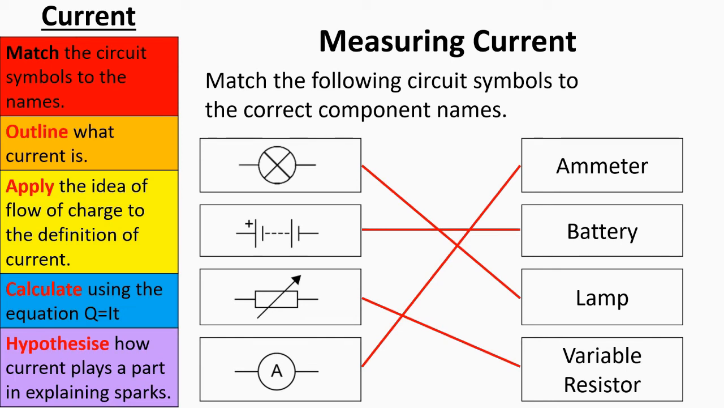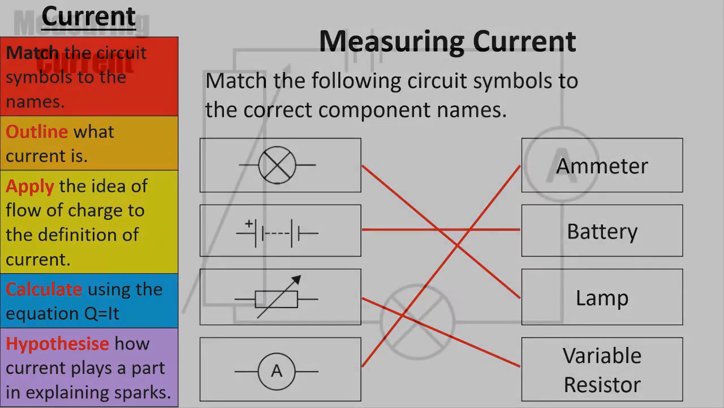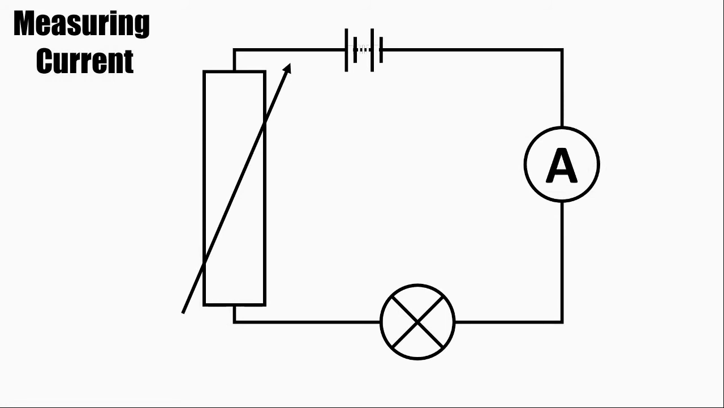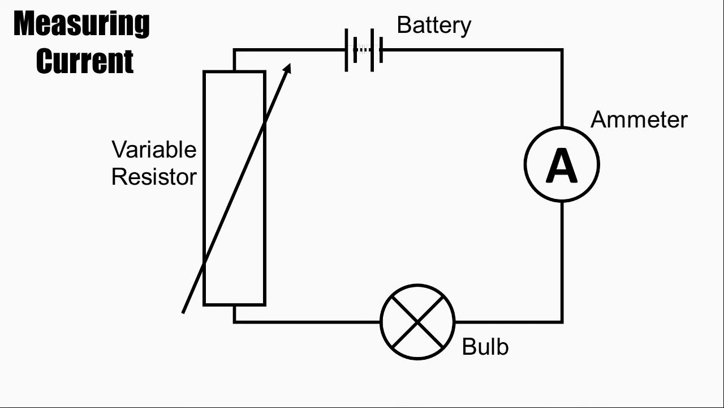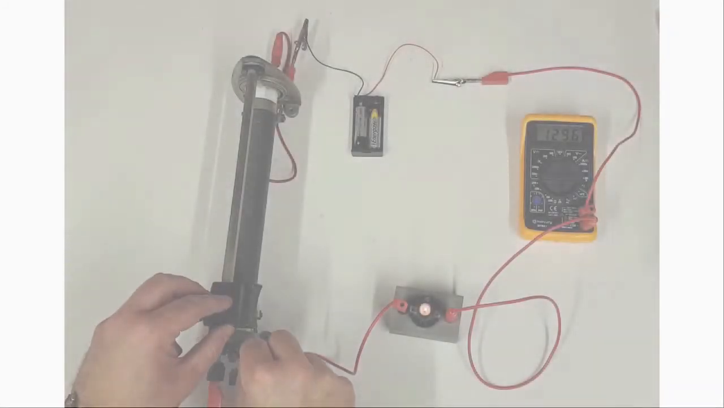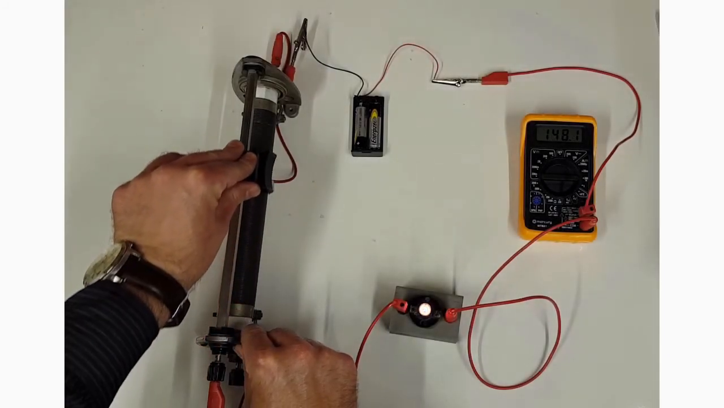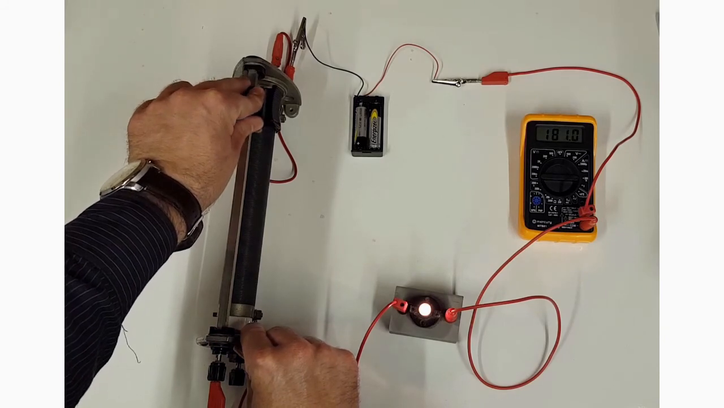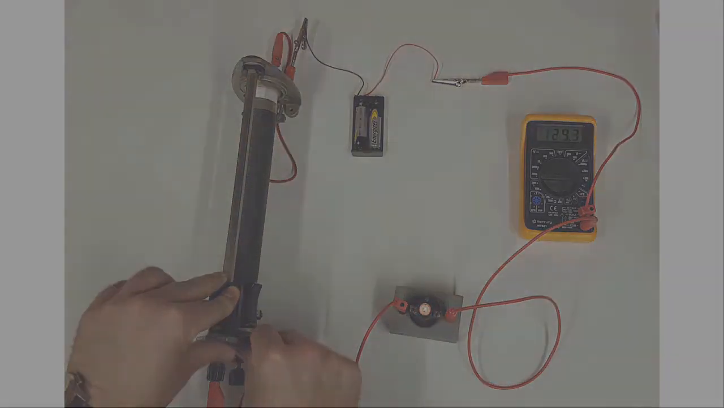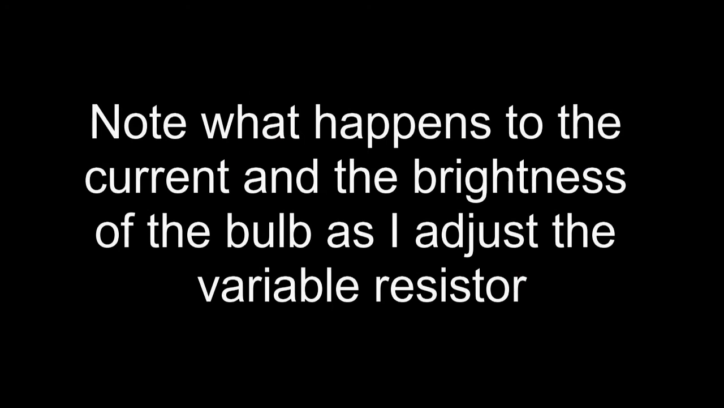Now we're going to take a look at an experiment where we are going to measure the current. This is the circuit I'm going to be using to measure current. As you can see, I'll need a battery. I'm going to use a bulb. In order to change the current, I'm going to use a variable resistor, and I'll use an ammeter to measure the current. Changing the variable resistor, you can see that there is a change to the ammeter reading and the bulb brightness. Note what happens to the current and the brightness of the bulb as I adjust the variable resistor.